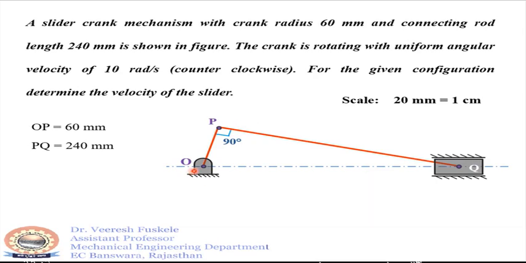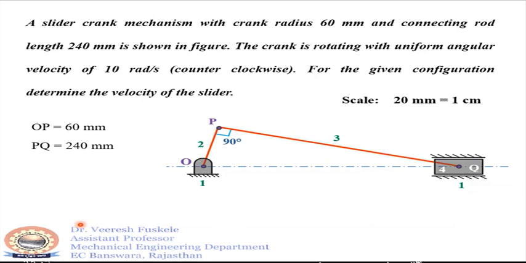So the crank OP will be rotating at the angular velocity of 10 radians per second. This is the configuration given. The connecting rod is pivoted to crank at point P. Similarly, the slider is pivoted to the connecting rod at point Q. Now let's mark the links. The fixed link as 1, the crank is link 2, connecting rod is link 3, and the slider is link 4. So we need to find out the velocity of the slider. That means the velocity of link 4 or velocity of point Q as it is on the slider.